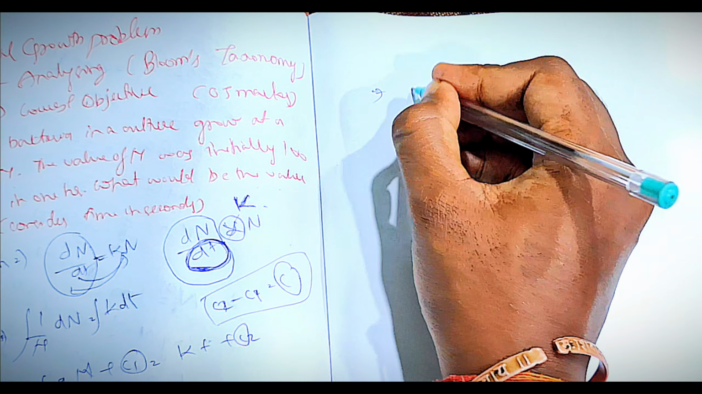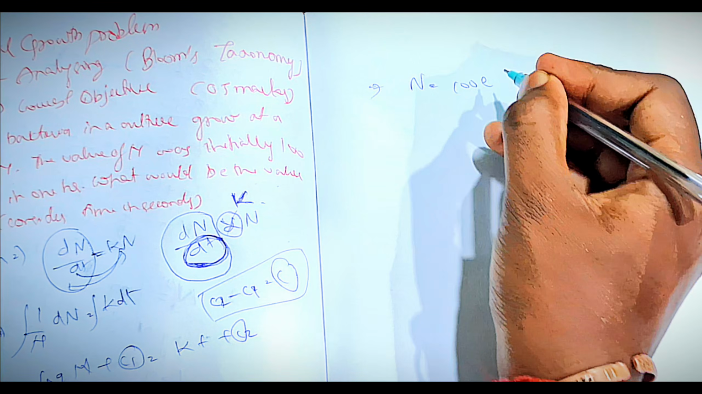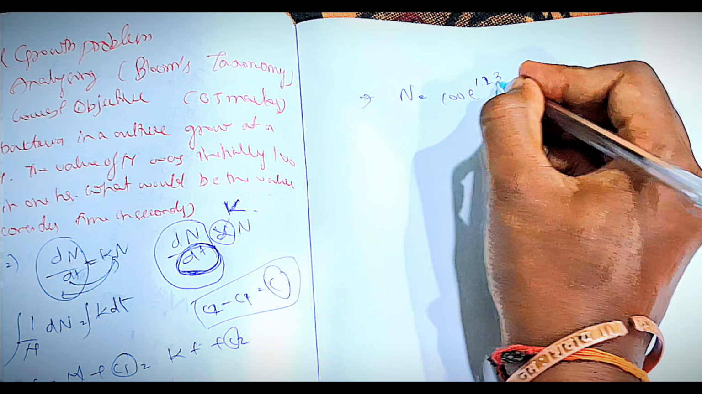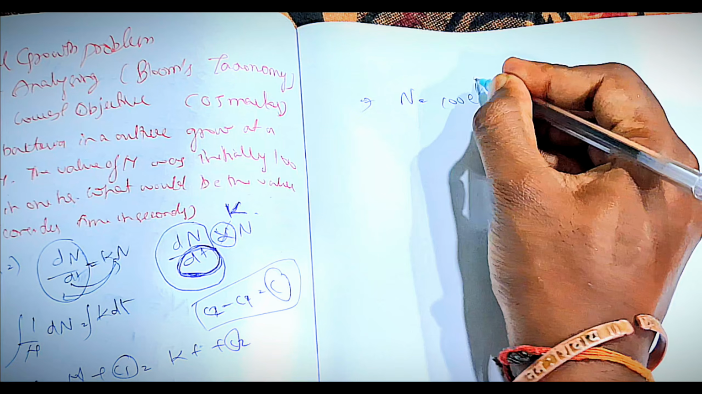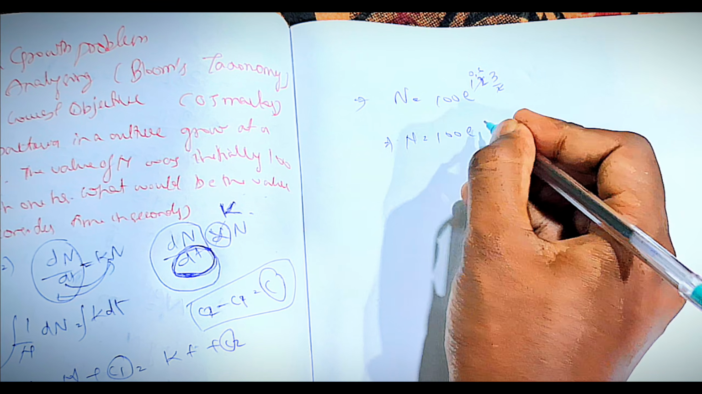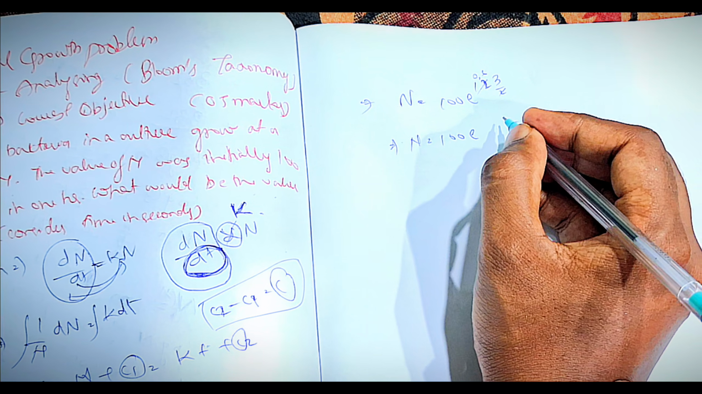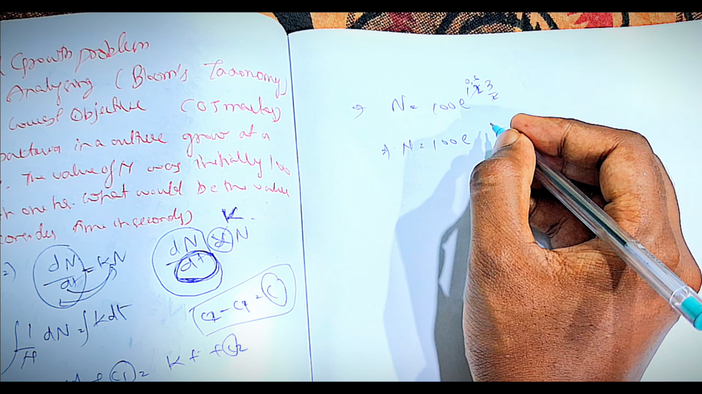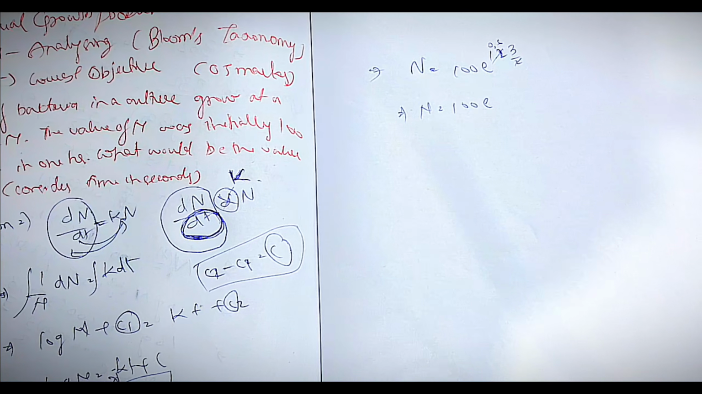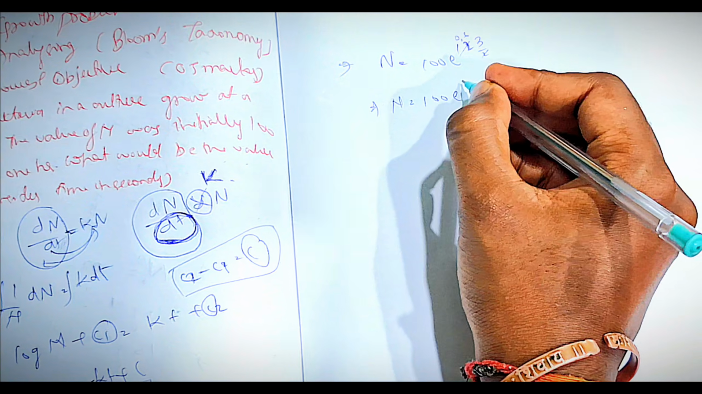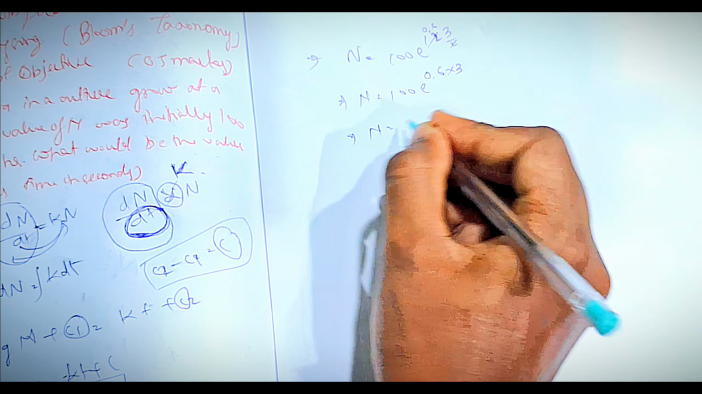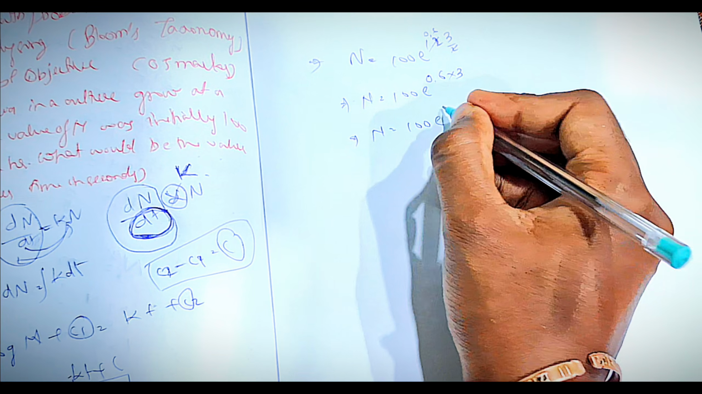So here, n equal to 100 e power kt. K is 1.2. T is 3 by 2, so 1.2 into 3 by 2 is 1.8. So n equal to 100 e power 1.8.